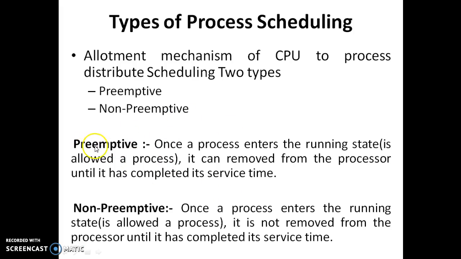We have preemptive scheduling algorithms like shortest job first, priority scheduling, or round robin. In non-preemptive, we again have first come first serve, shortest job first, and priority. So these are the types of process scheduling.